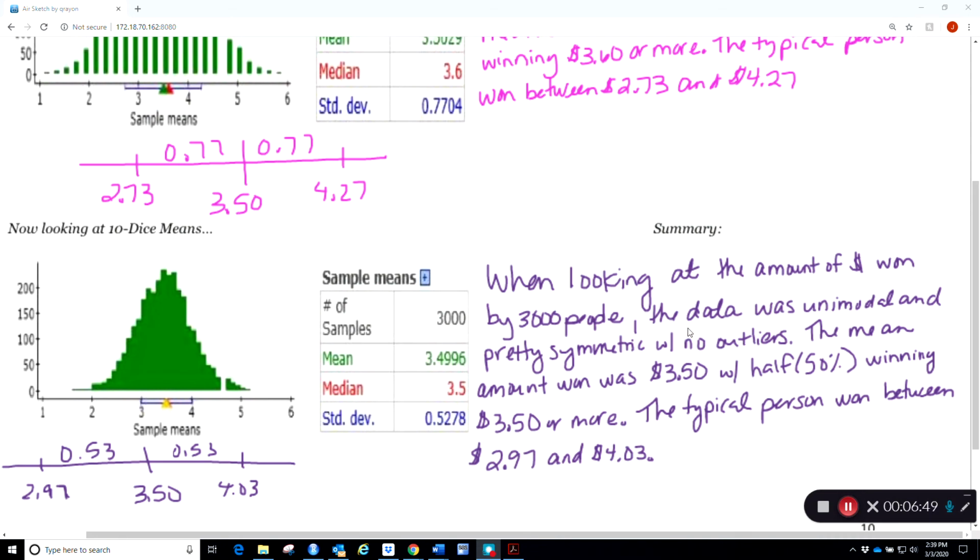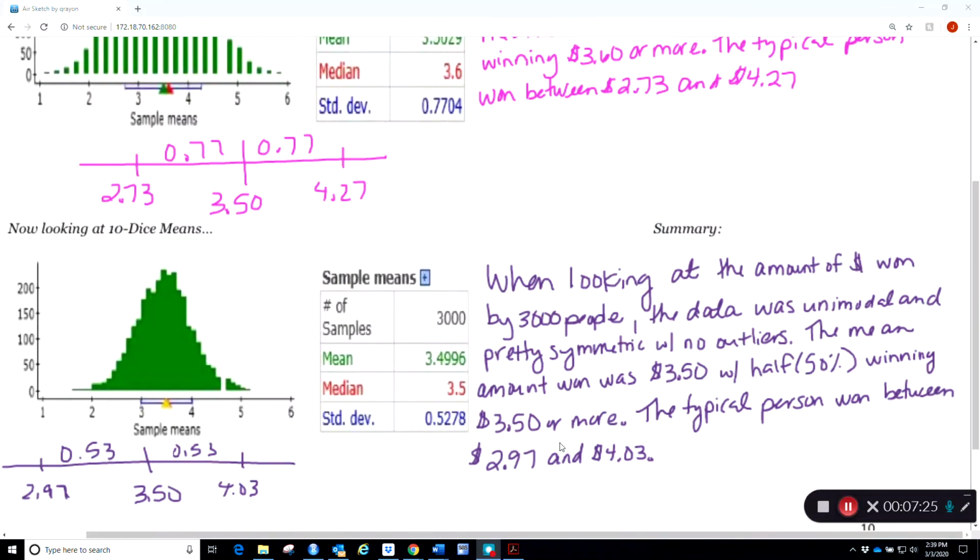So again, I described this shape as being unimodal and pretty symmetric. Again, I don't see any extreme outliers to be worried about. Our mean, rounded to 2 decimals, would be $3.50. The median is as well, so also half of people won $3.50 or more. Doing our calculation over here for standard deviation, being about 53 cents, gives me $2.97 and $4.03. So our typical person won between $2.97 and $4.03.